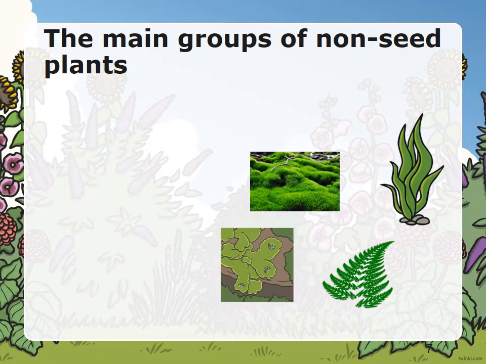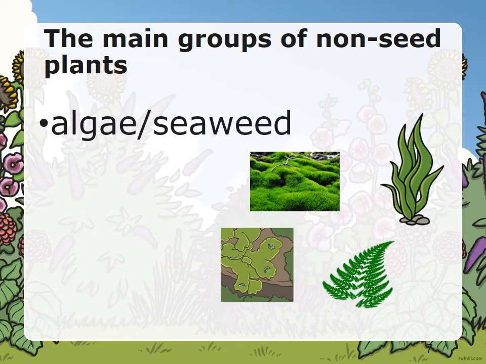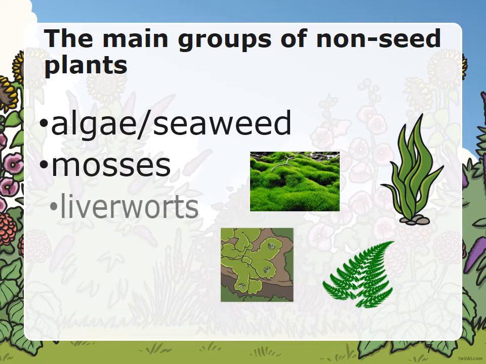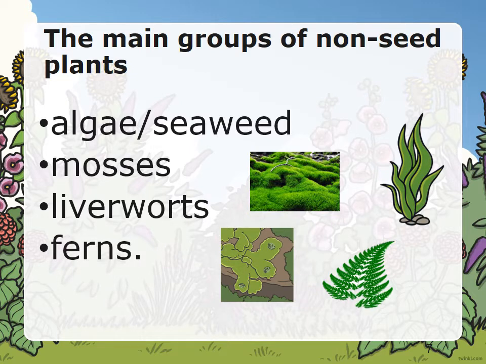Let's look at the main groups of non-seed plants. They are the algae or the seaweed, the mosses, the liverwort, and the ferns.